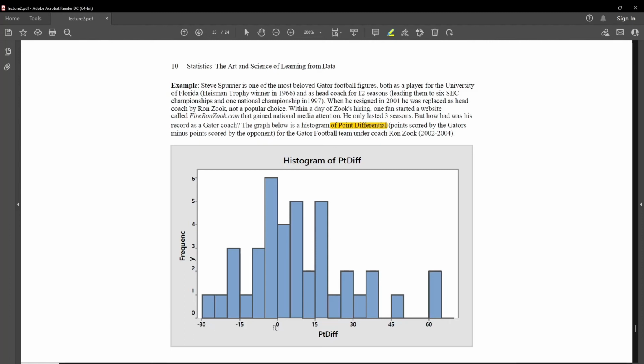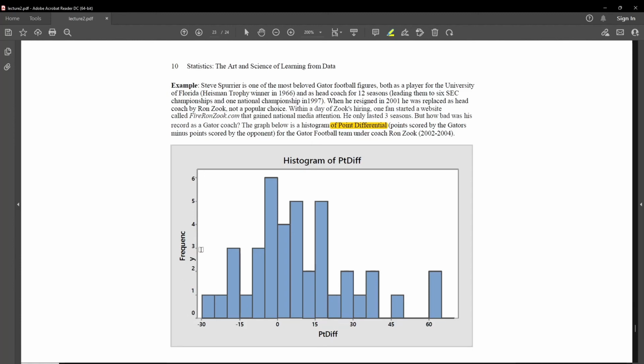It means that when the point differential, as you know, is less than 0, the Gators scored less than the opponent. In other words, when the point differential is a negative number, it means the Gators lost, right? So whatever is on the left side over here means the point differential is a negative number, which means that the Gators lost.